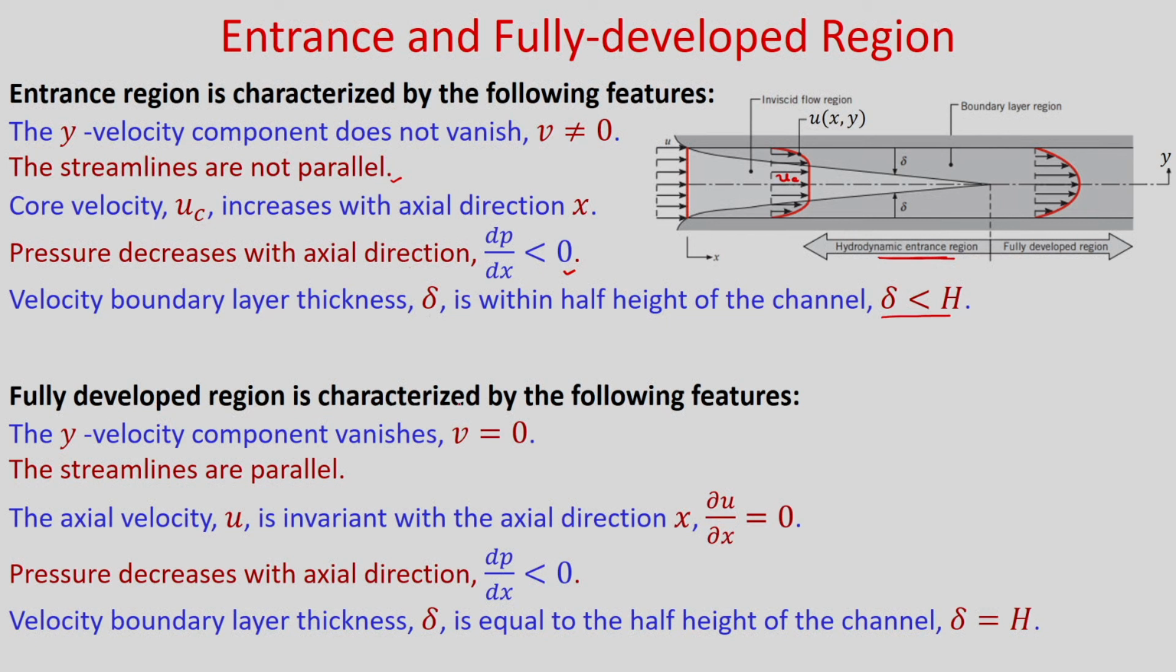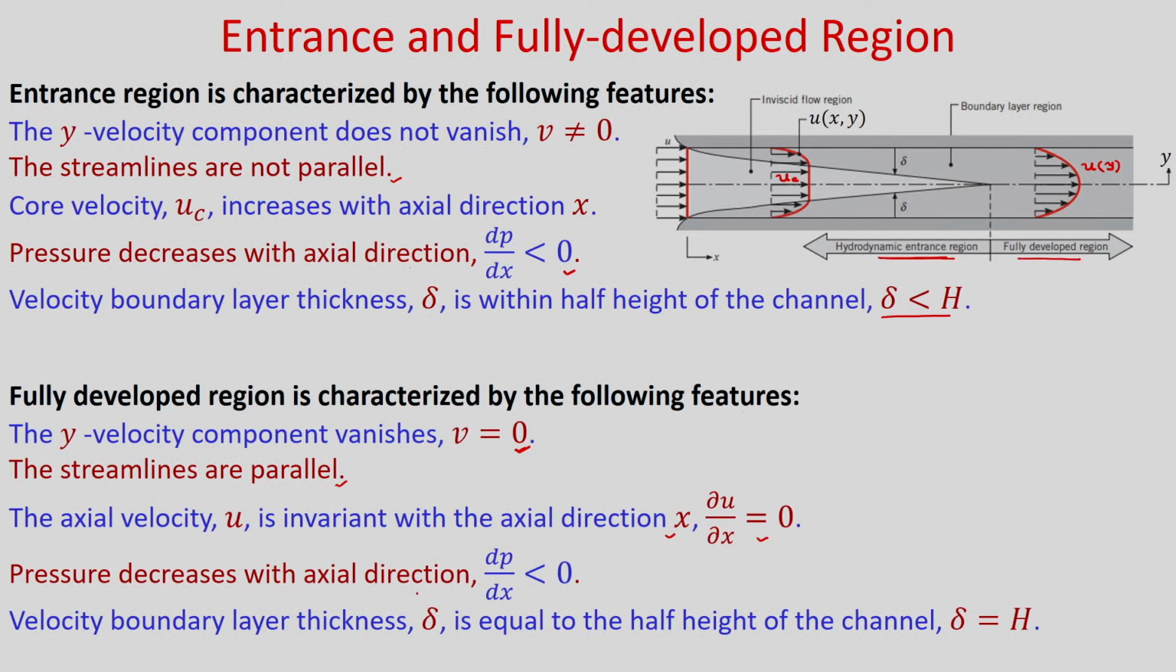Fully developed region is characterized by the following features. So, you know that this is the fully developed region. The y velocity component vanishes and v is equal to 0 in the fully developed region. The streamlines are parallel. The axial velocity u is invariant with the axial direction x, that means del u by del x will be 0, because this velocity profile u is function of y only and it does not change in the direction of the flow.